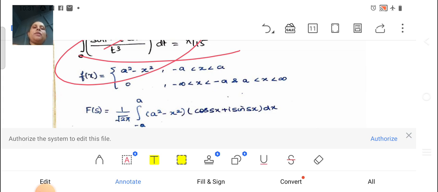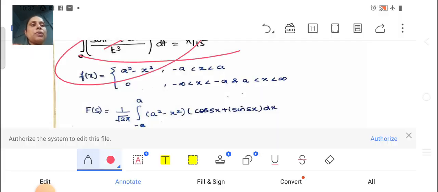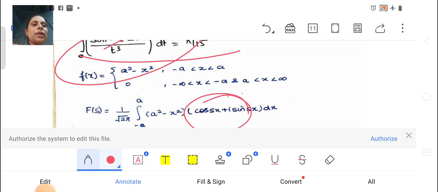So the function is given: f(x) = a² − x², where |x| < a. So we use −a < x < a, and otherwise 0. So what is the Fourier transform F(s)? F(s) = 1 by root 2 pi, integral from −a to a of (a² − x²) e^(isx) dx. Here, this is the expansion of e^(isx).